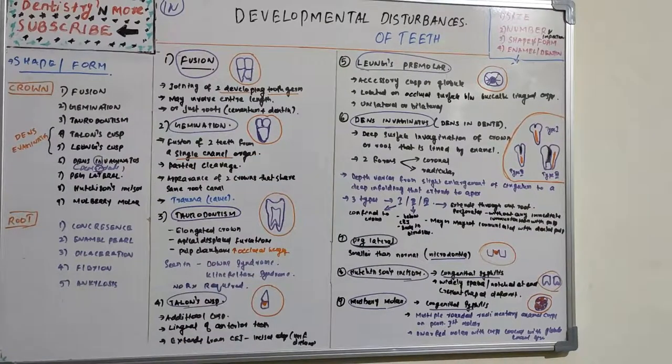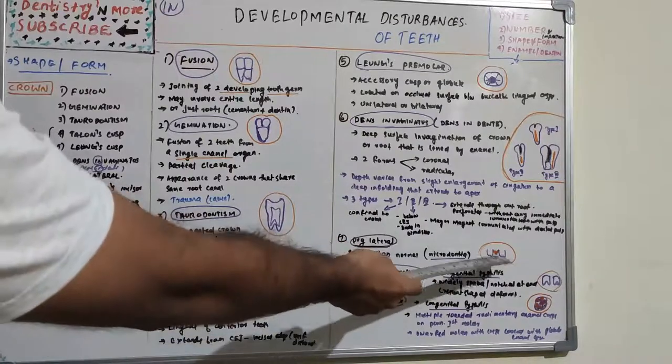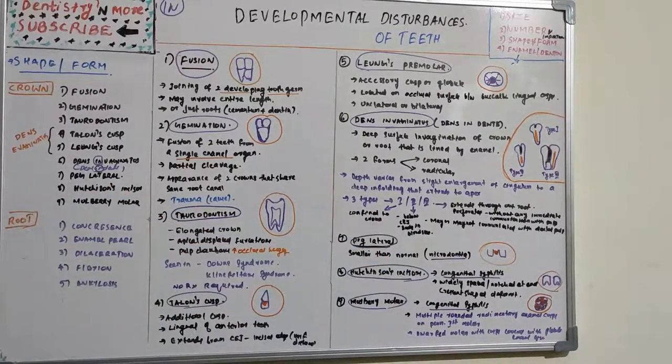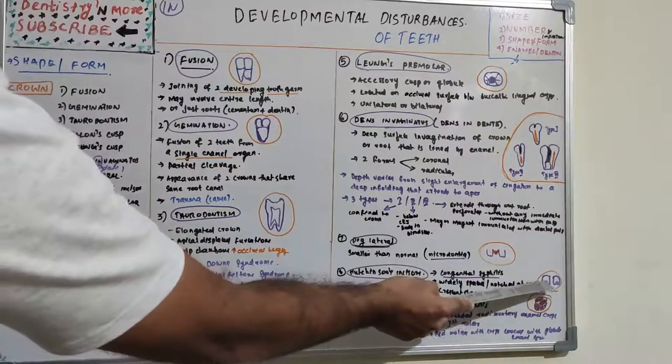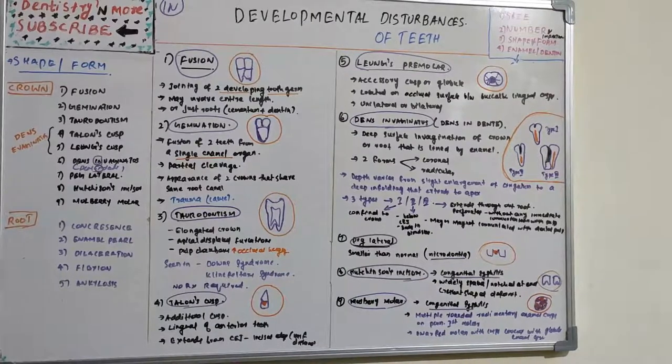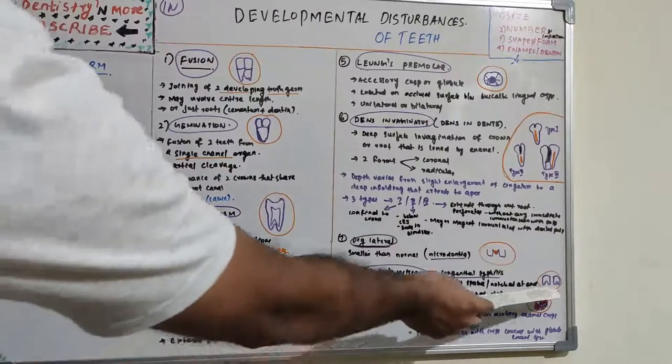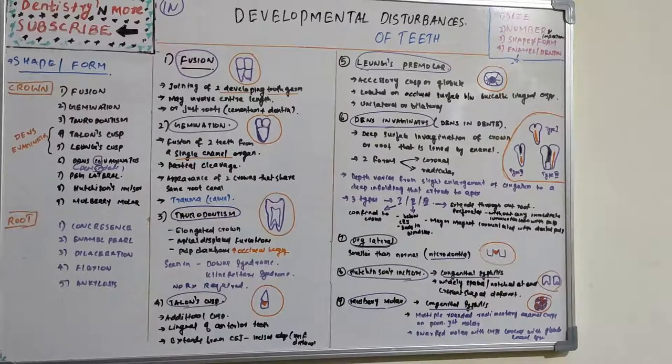Now we have peg lateral, which we have seen in our size anomalies, that is microdontia, seen as a tapered crown, especially of the lateral incisor. Next is Hutchison's incisors, associated with congenital syphilis. In Hutchison's incisors, the central or lateral incisors are peg-shaped or screwdriver-shaped, with notching at the end, widely spaced, with a crescent-shaped deformity. There will be notches on the biting surfaces. It is named after Sir Jonathan Hutchison, an English surgeon who first described it.